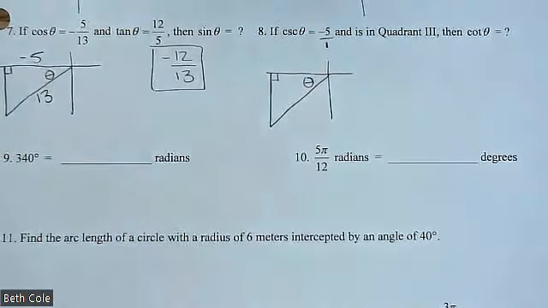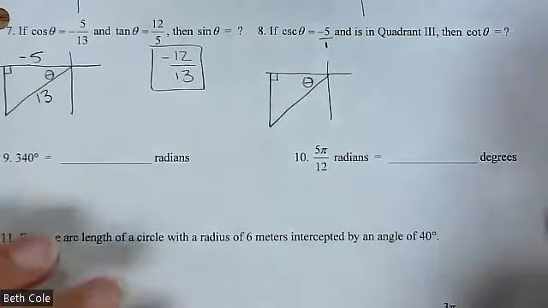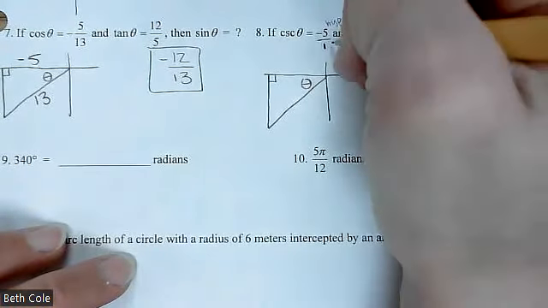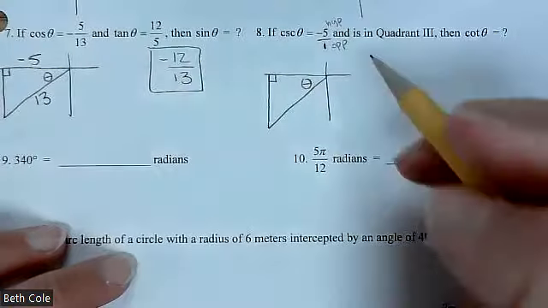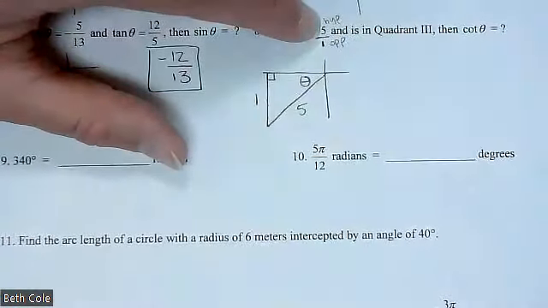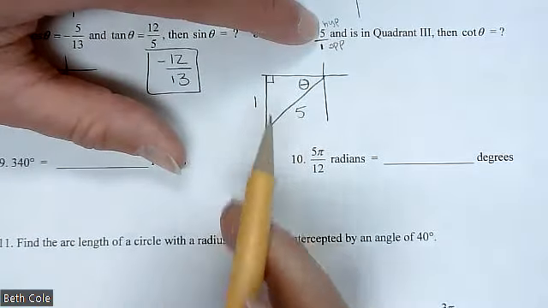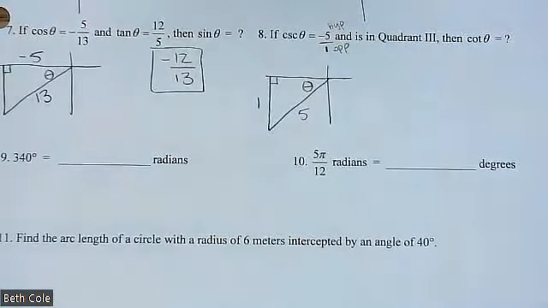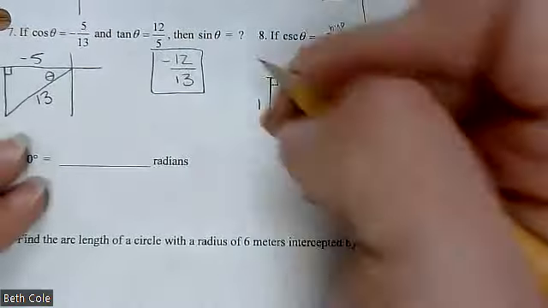Now it says cosecant. Sine is opposite over hypotenuse, so cosecant is hypotenuse over opposite. So I'm going to put the 5 where the hypotenuse goes, 1 where the opposite goes. So 5 goes there, 1 goes there. Which one of those gets the negative 1?